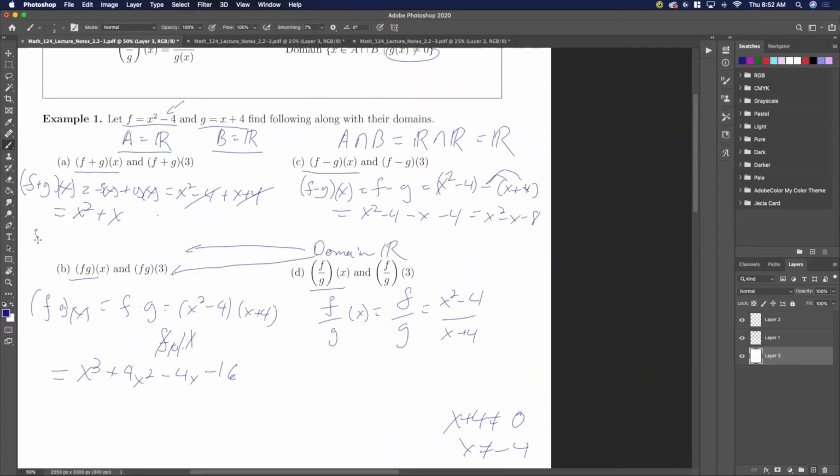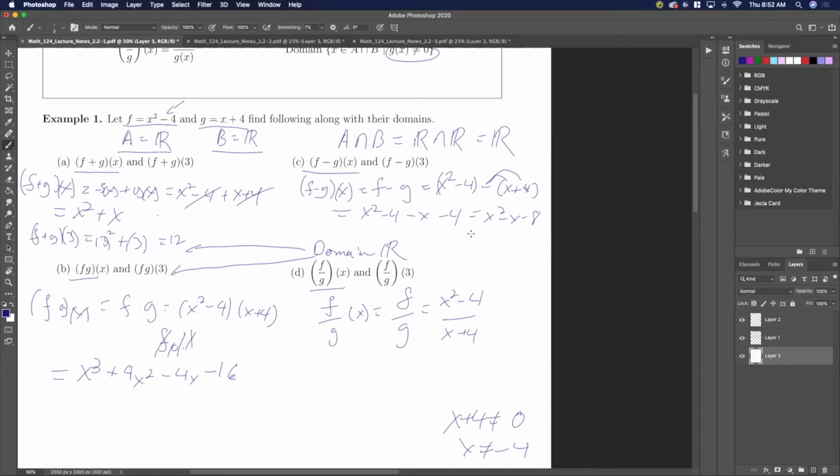So if I wanted to find out what f plus g of 3 is, well, I know what x is, right? If I plug in x, I'm going to get x squared plus x. So if I plug in 3, I'm going to get 3 squared, put that in parentheses just for good measure, plus 3. Well, 3 squared plus 3 is 9, plus 3 is 12. Okay. And I can do the same over here. Here I can have 3 squared.